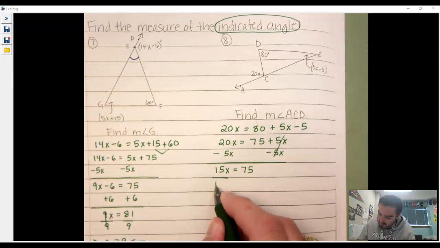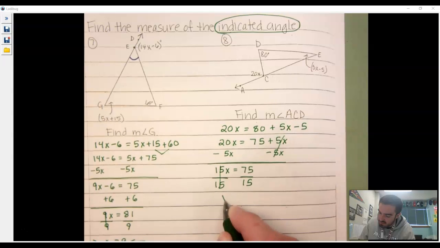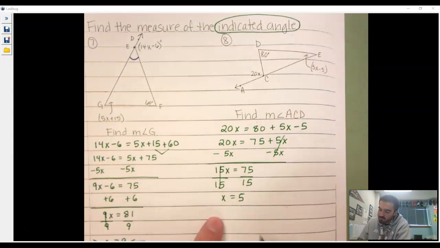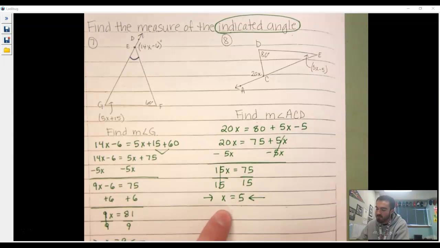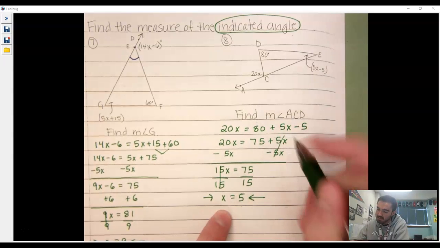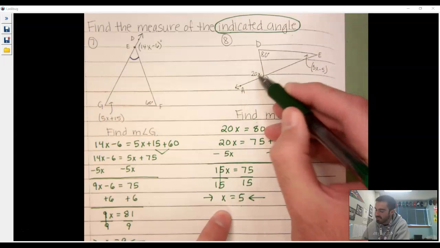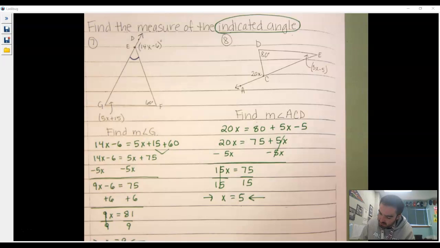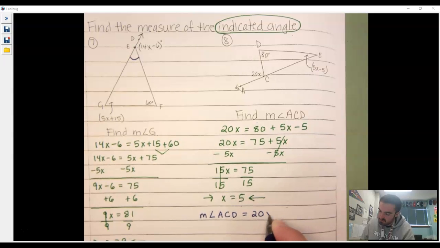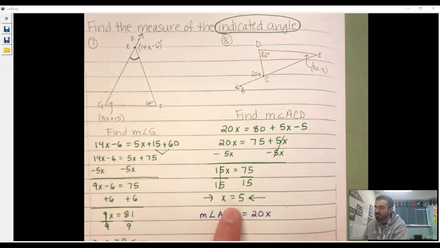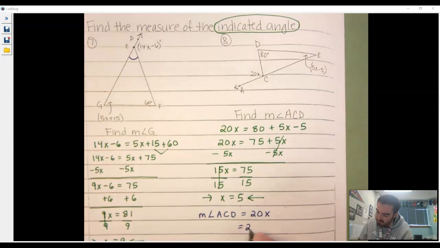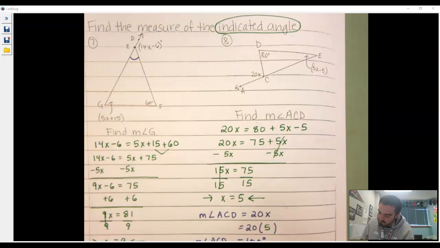Okay. Divide by 15, and x would equal 5. Okay, remember, we're not done. We have found our x value, but now we need to plug that in to find the measure of ACD. Well, let's take a look. The measure of ACD equals 20x. Okay, so let's plug in our x value into that. 20 times 5, which is what we found for x. 20 times 5 is 100. So the measure of ACD is 100 degrees.